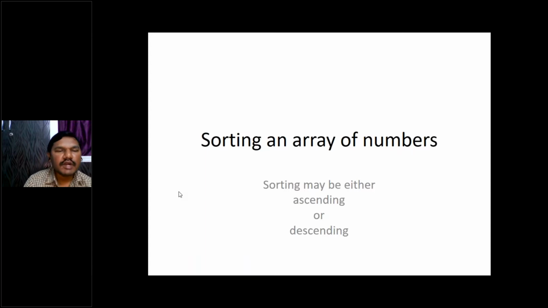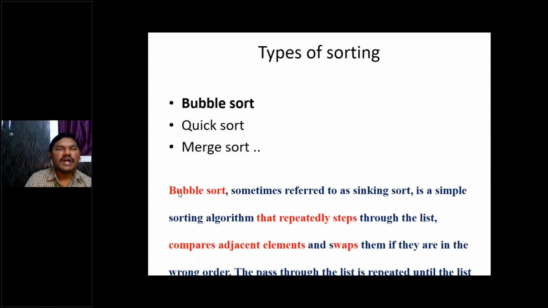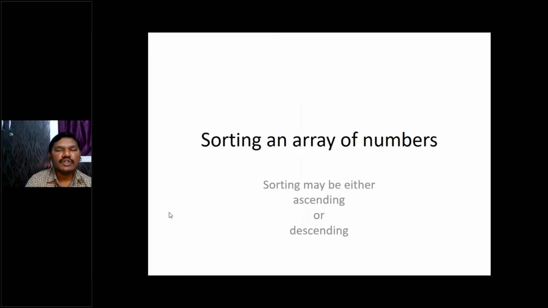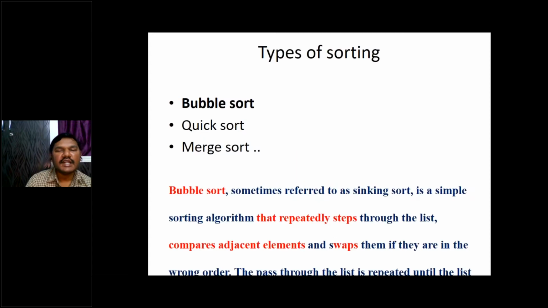And sorting, you know what sorting is? Arranging numbers either from lower order to higher order or from higher order to lower order is called sorting. Based on that, sorting has two types: ascending order and descending order. If it is from lower order to higher order, it is ascending order. If it is from higher order to lower order, it is called descending order.